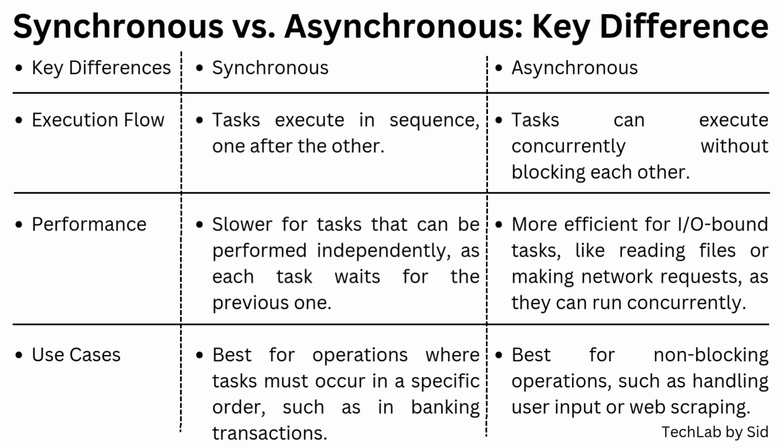In terms of use cases, synchronous operations are ideal when tasks must occur in a specific order, like in banking transactions, where consistency and sequencing are crucial. Asynchronous operations excel in scenarios that involve non-blocking tasks, such as handling user input or performing web scraping, where the program can continue executing while waiting for tasks to complete.